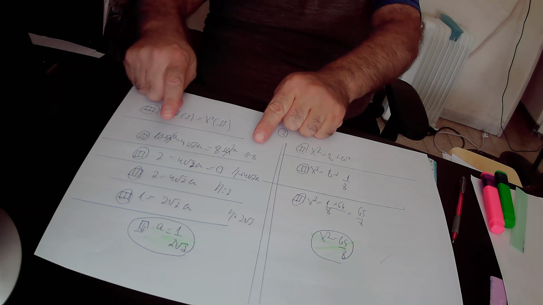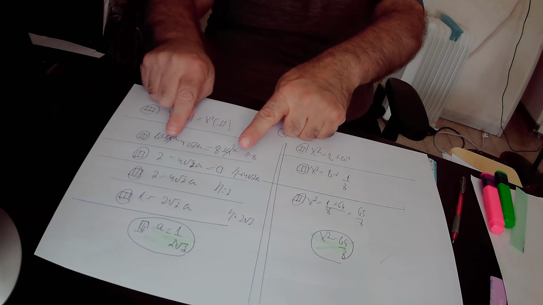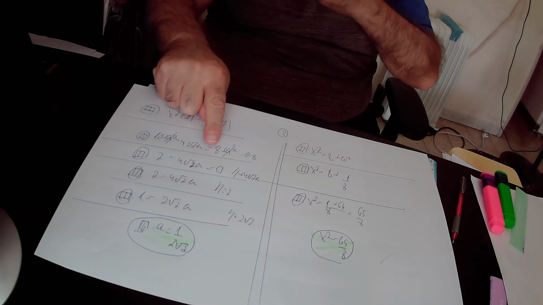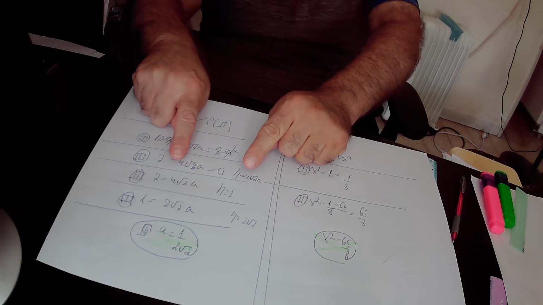So 10 minus 8 is 2, minus 4 times square root of 2 times a. 8 minus 8 is 0. So in total, we should find out that according to equation 3, 2 minus 4 times square root of 2 times a equals 0. Here we added 4 times square root of 2 times a to this equation, and we found out that 2 equals 4 times square root of 2 times a.